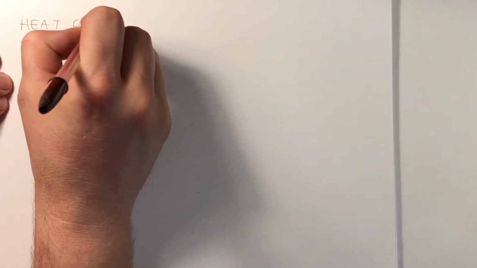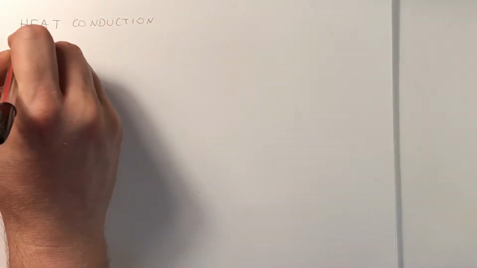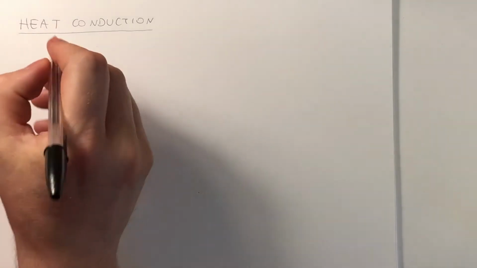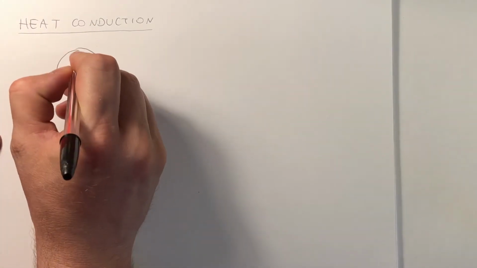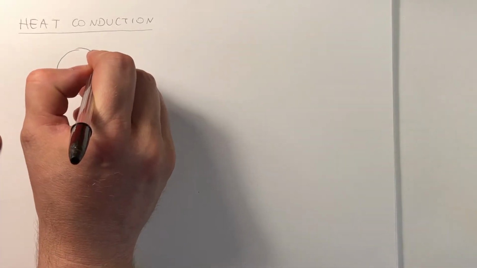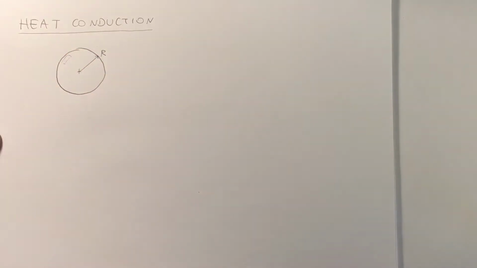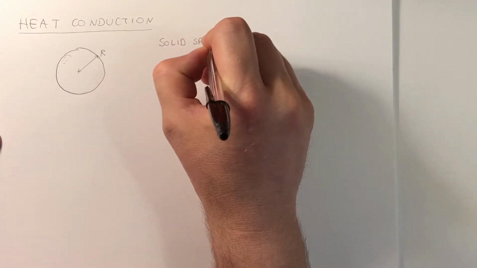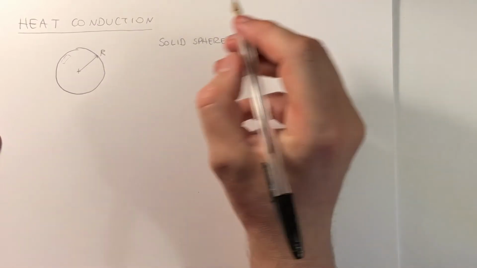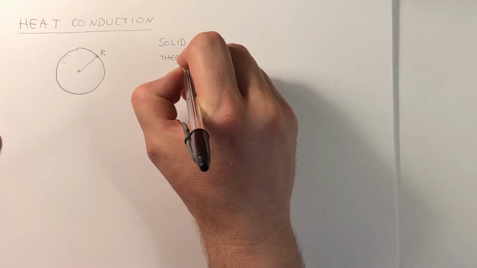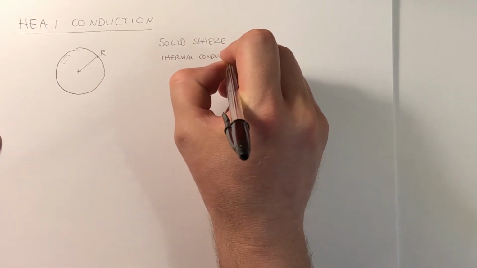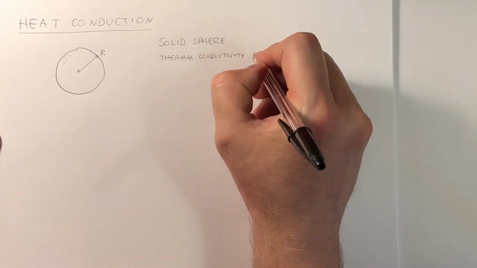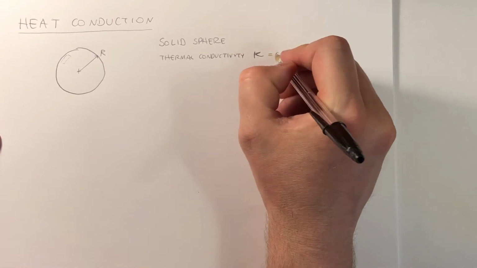Okay, so today we are doing a problem on heat conduction. We are considering a solid sphere of radius R. So we have a solid sphere of a material with thermal conductivity K, and we assume that K is a constant.